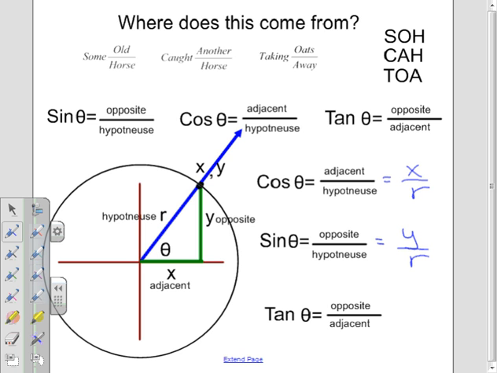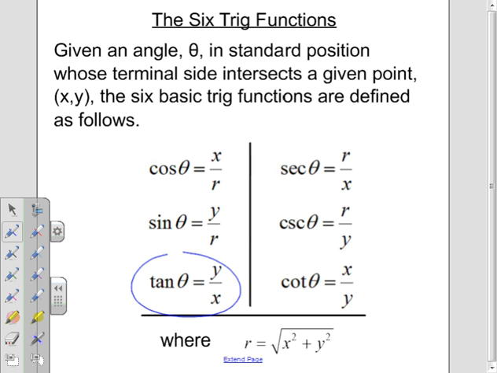Okay? And then the tangent of theta, which is from taking oats away, or the TOA part of SOHCAHTOA, is opposite over adjacent. So we have that the opposite, again, is equal to y, and the adjacent is equal to x. So the tangent of theta is equal to y over x. And if you notice, that's how I defined it, was y over x. So it's not me that has defined it. It's just historically defined that way.